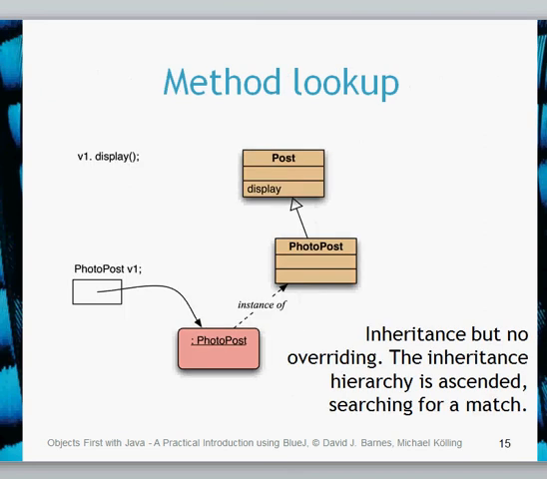How about in this scenario? So we've got our photo post type, but in our photo post class we don't have a display method. What happens in this scenario? Well, the compiler will ascend the class hierarchy, looking for a method. It looks in the photo post class, can't find it. Looks in the post class, and then it looks there again. If, for example, it wasn't in the post class, then the next class up the hierarchy, if you remember, will be the object class, so it'll look in the object class again. And if it's not there, then it'll have some kind of error.